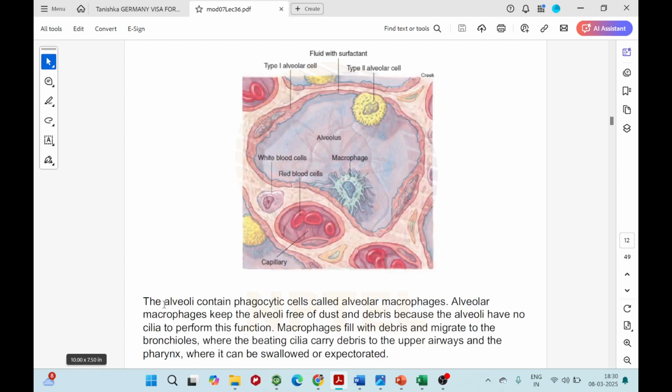So the alveoli contain phagocytic cells called alveolar macrophages. The alveolar macrophages keep the alveoli free of dust and debris because the alveoli have no cilia to perform this function. Macrophages fill with debris and migrate to the bronchioles, where the beating cilia carry debris to the upper airways and the pharynx, where it can be swallowed or expectorated.